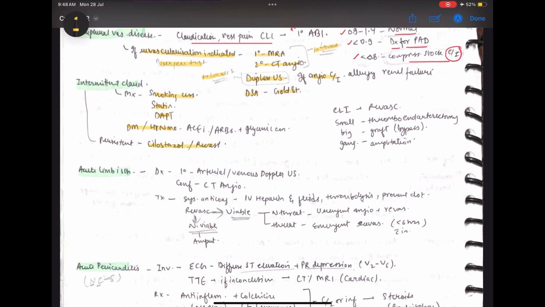Now for the management, as you can see, I have marked all the lifestyle interventions or medical therapy. It overlaps with peripheral artery disease. Now the important thing is chronic limb ischemia, then we have to do revascularization. If it is a small lesion, then thromboendarterectomy we can do. If it is big, then bypass grafting we can use. And if the lesion is gangrenous, then amputation is the only choice that we have.